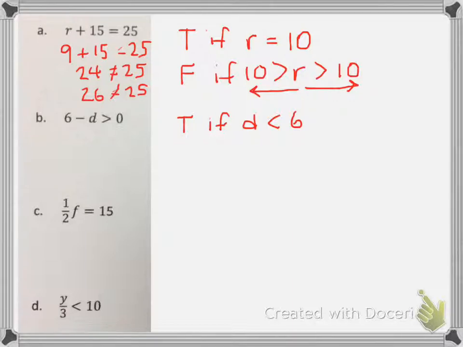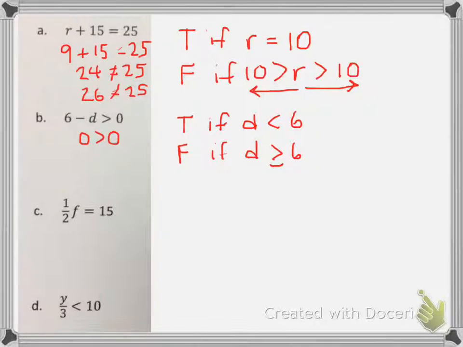Okay. When's it false? Well, it's false if D is greater than 6. Anything bigger than 6 will make this false. In fact, anything bigger than or equal to 6 will make this false. Right? Put a 6 in. 6 minus 6 is 0. Is 0 greater than 0? No. So being equal to 6 is going to make it false. And being bigger than 6 will make it false.